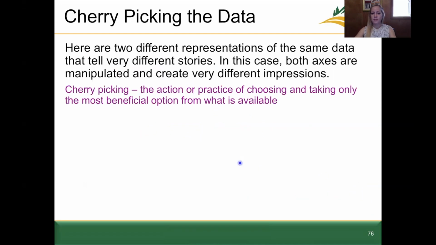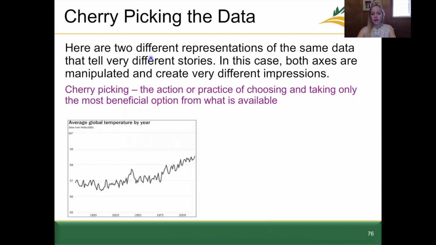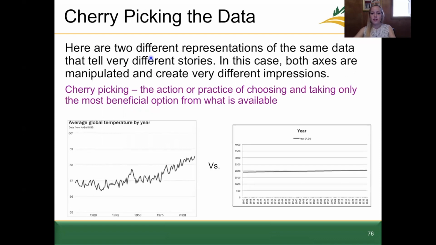Next, we have this concept of cherry picking the data. And cherry picking is defined as the action or practice of choosing and taking only the most beneficial option from what's available. But remember, for us as statisticians, we're going to be non-biased and we will not do things like cherry pick the data. So here are 2 different representations of the same data, yet they tell very different stories.